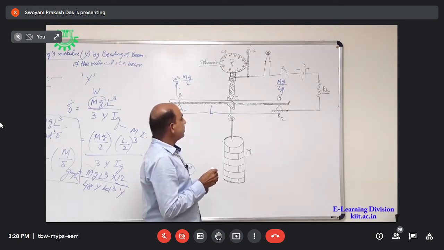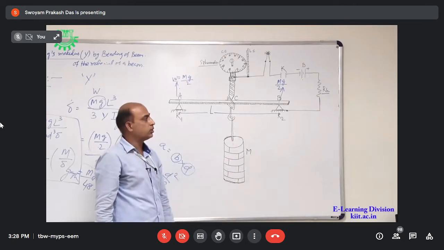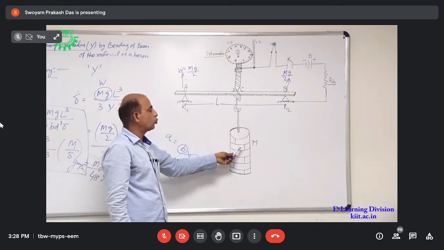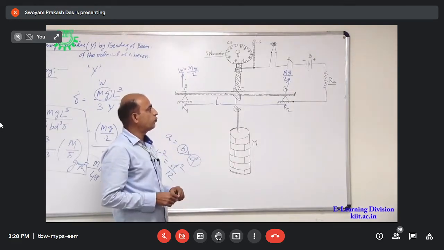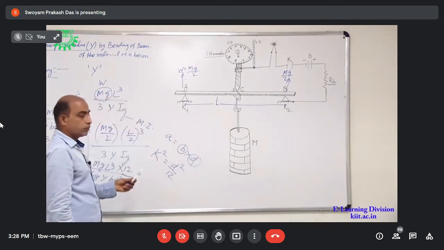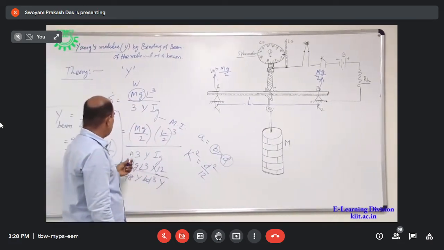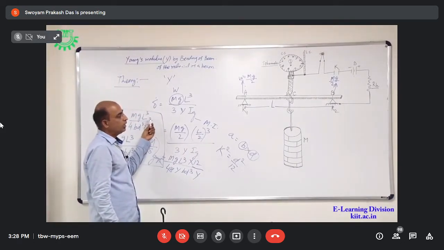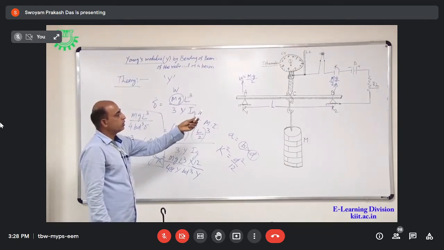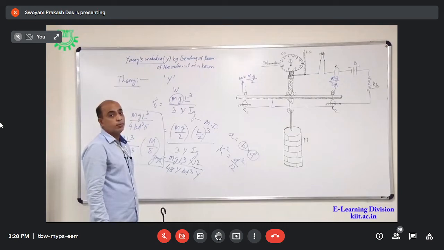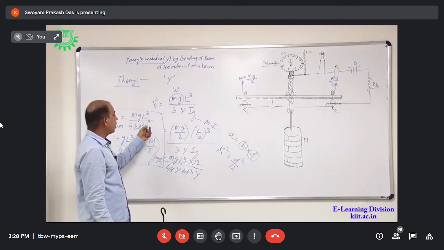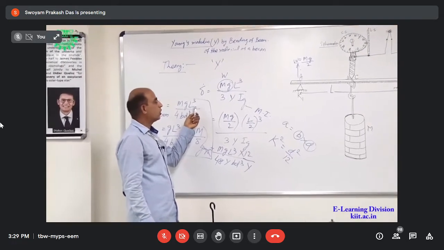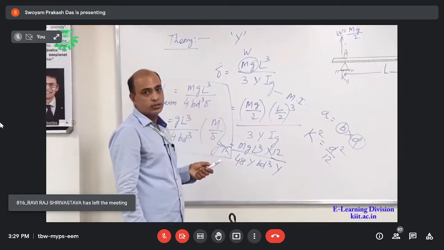So this arrangement is made in this experiment, and we will take the readings by providing the loads one after the other. Very carefully we have to measure the length of the beam, which is the distance between points A and B. It must be measured very accurately, because the third power occurs. If it is slightly disturbed, then the entire value of Young's modulus gets changed.